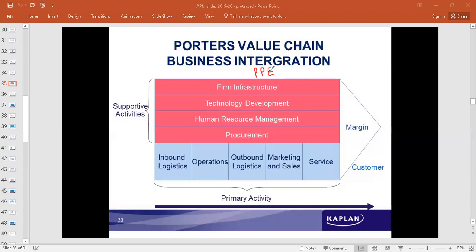Then the technology which they are using, technological development, advancement, all that is part of technology development. To what extent did they adopt technology? Did they update the technology? Are they on par with the market, with the competitors, etc.? So those features, those facilities that are provided are part of supportive activities.